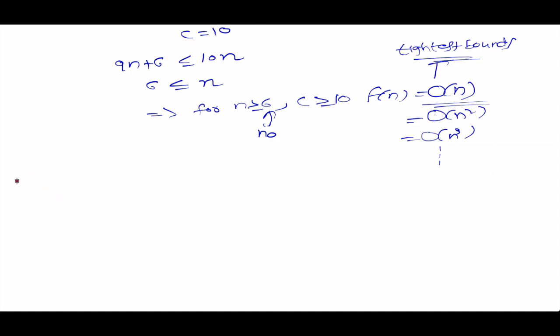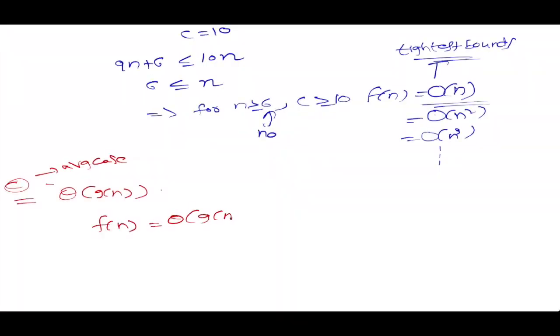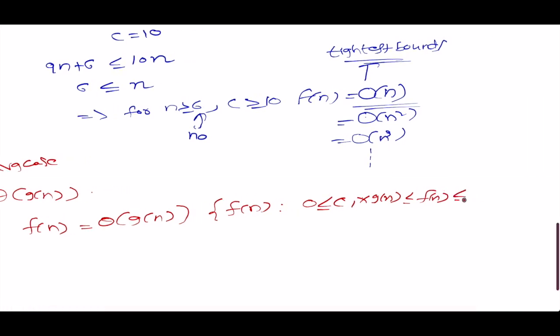There is one more notation, which is theta notation. Similarly, for big O, theta is average case. When we say our f of n equals theta of g of n, then for f of n, this condition is satisfied: c1 into g of n less than or equal to f of n and less than or equal to c2 into g of n. So that means our f of n should be the tightest bound between g of n after some point, right?